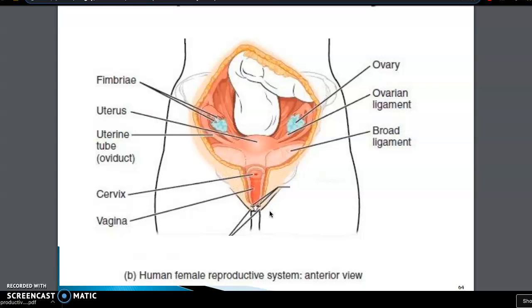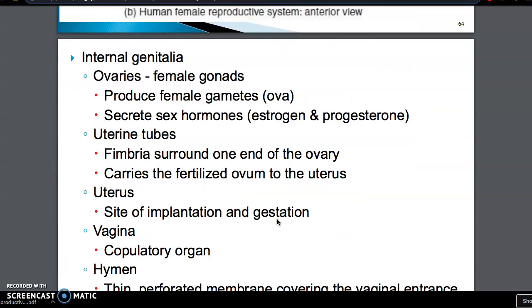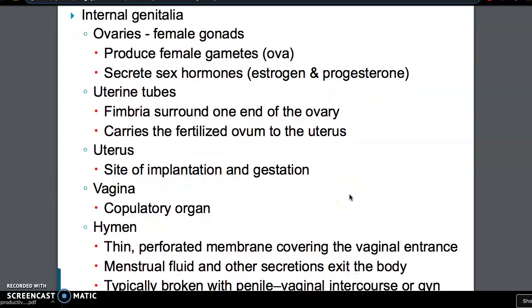In the case they do have it and there's no opening, it can cause a lot of issues, especially for those who start menstruating, because it doesn't allow those secretions to come through, which may cause a lot of health issues. It can be broken with intercourse or during a gyno exam. In the case that it is torn, it could be referred to as popping a cherry. It's a normal process and isn't anything much to worry about because it's just a thin membrane and it'll heal. Here's the overview of it.